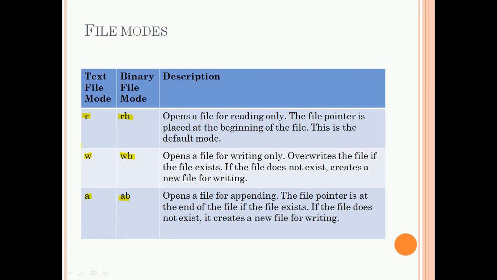So first of all, I shall discuss read mode. If you mention that the mode is r, that means it opens a file for reading only. The file pointer is placed at the beginning of the file. This line is very important. Whenever we open a file, the open function returns a file object to access the file, as well as a file pointer being created.